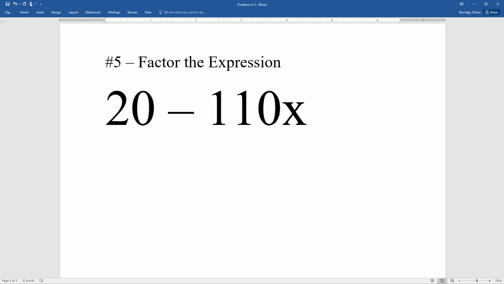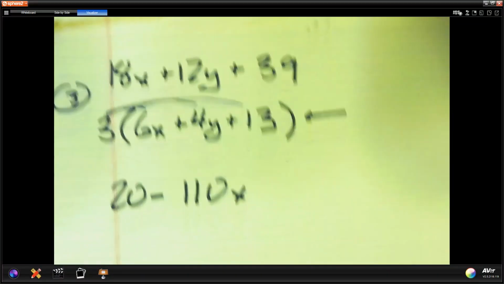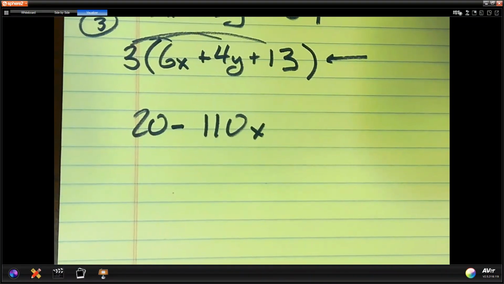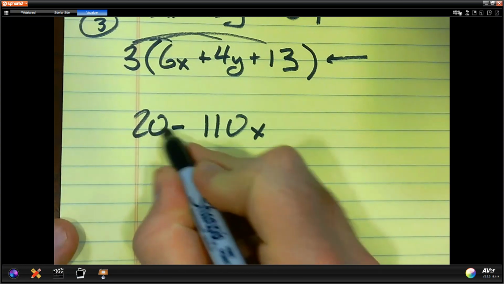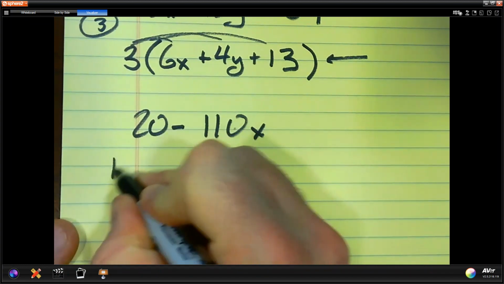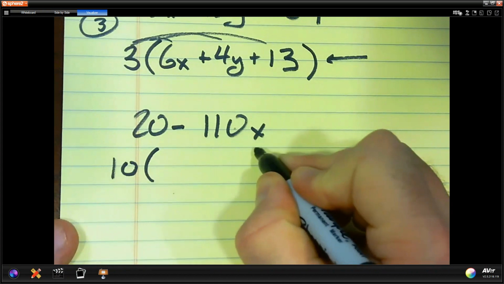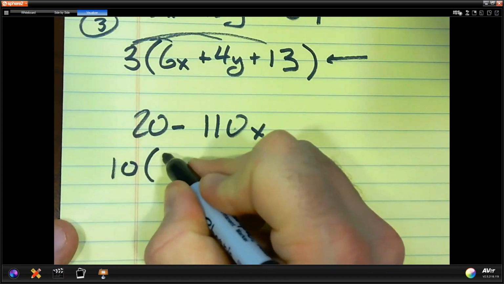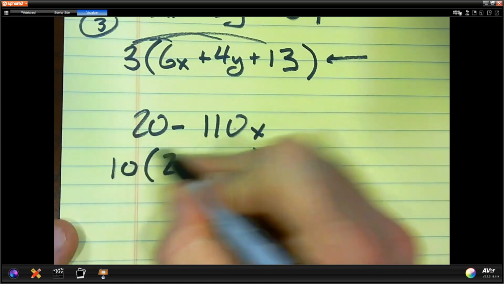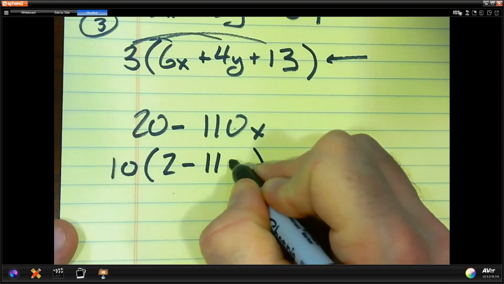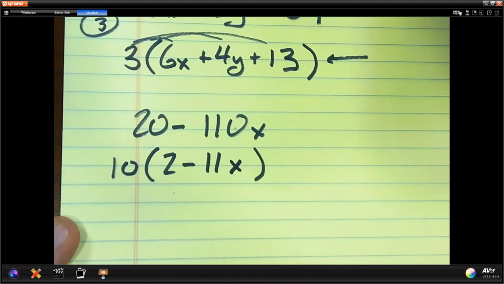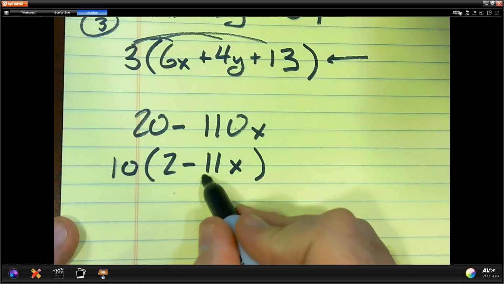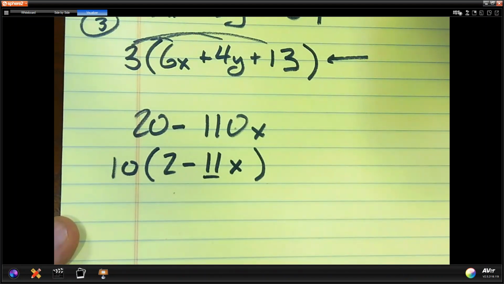Okay, so let's have a look at it here. We have 20 minus 110x. We notice they are both ending in 0, so I'm going to factor out 10. 20 divided by 10 is 2, and 110 divided by 10 is 11. It looks like we have a prime number here, so it looks like we're done.